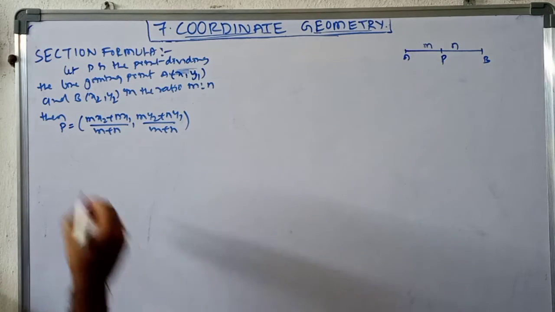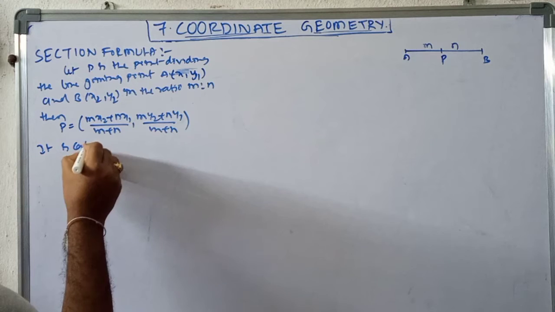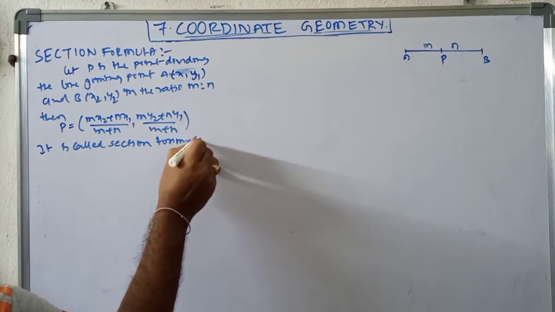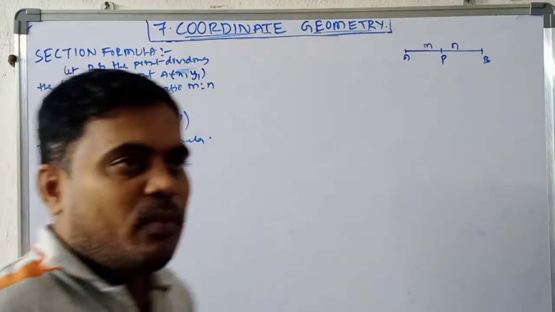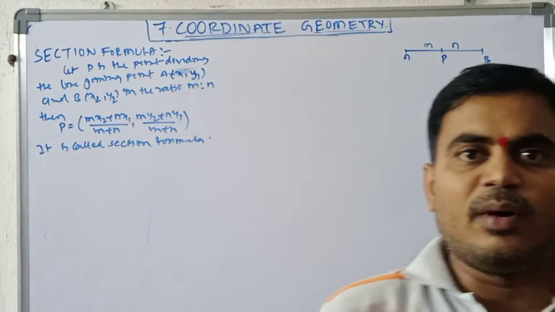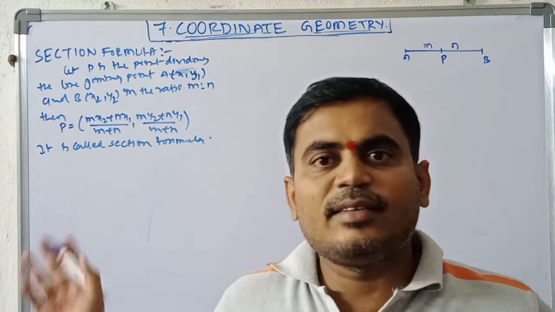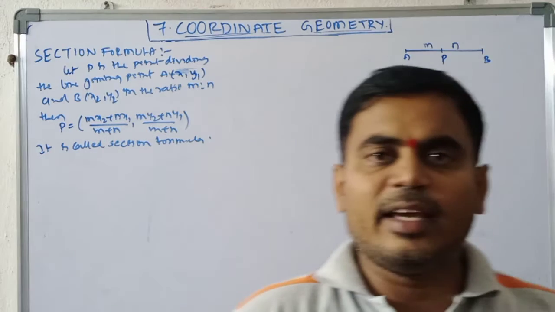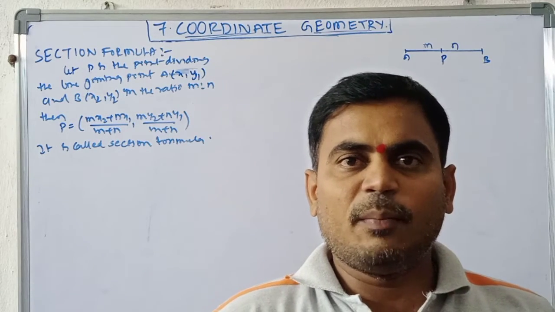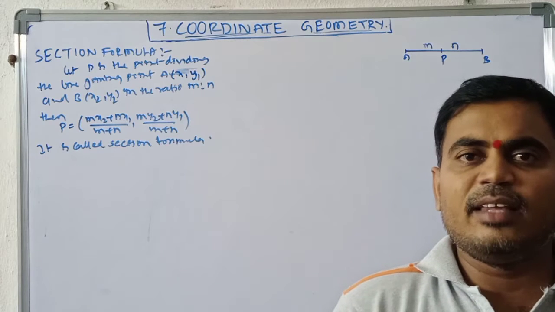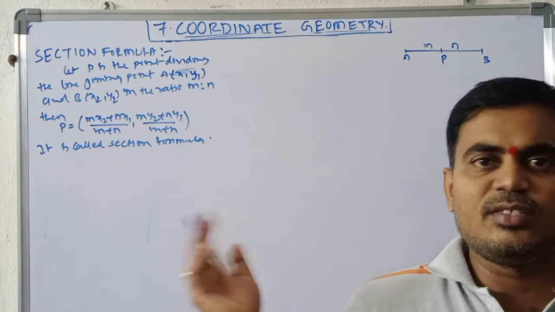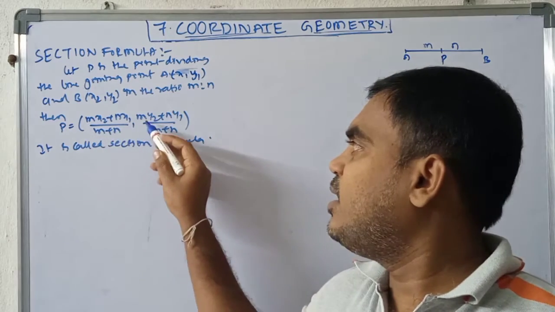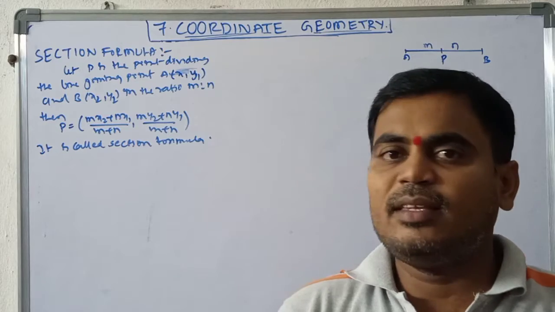So this is called the section formula. This point P is dividing AB into 2 parts, so it is called the section formula. Let us consider points A (x1, y1) and B (x2, y2), and P is the point (x, y) dividing the line segment AB in the ratio m is to n. Then the coordinates of P are (m x2 plus n x1) by (m plus n), (m y2 plus n y1) by (m plus n).